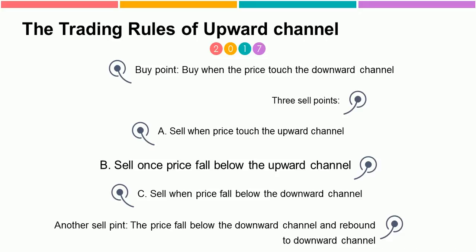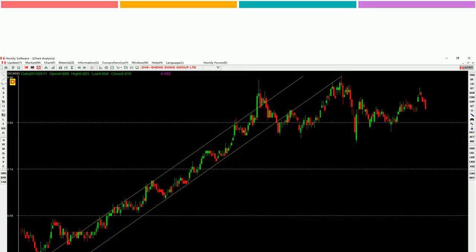What's that meaning? If the price falls below, then goes down to here, up to here again, here is another sell point. So if you see the share is in the upward channel, you should see only one buy point and three sell points. Okay, 4 sell points.